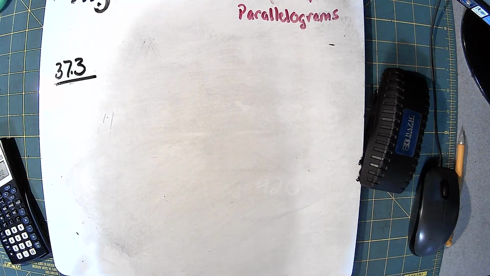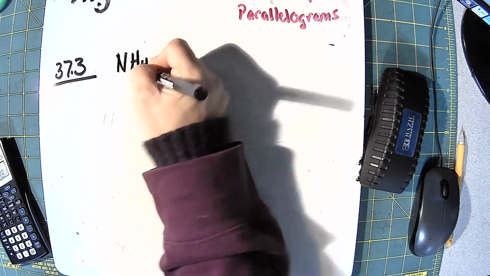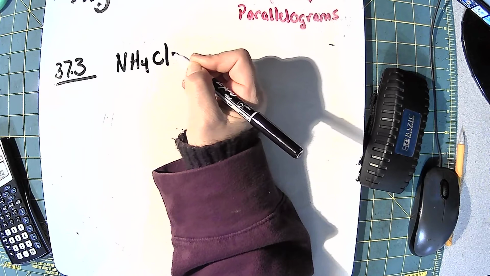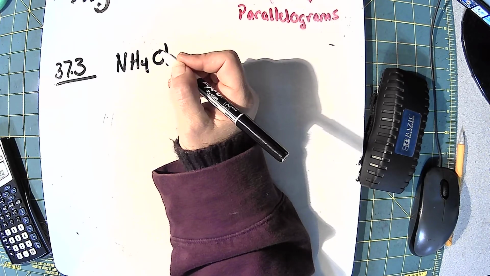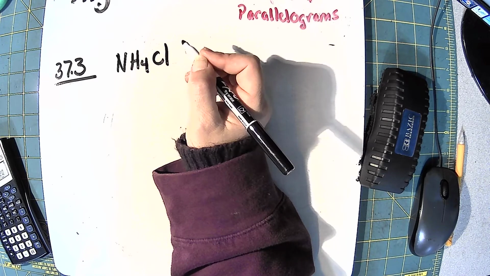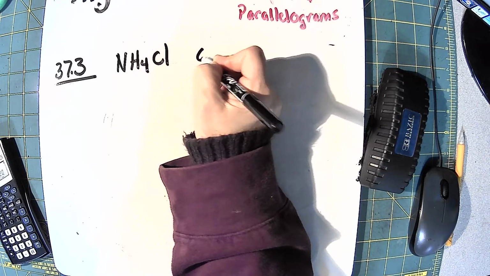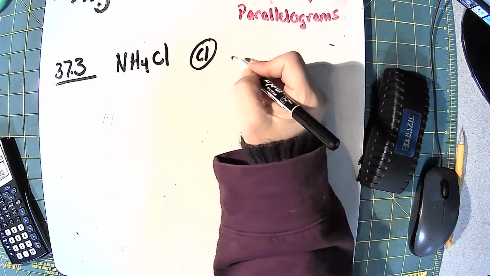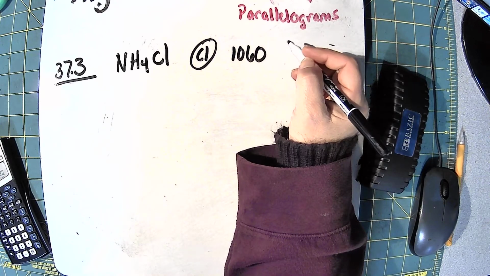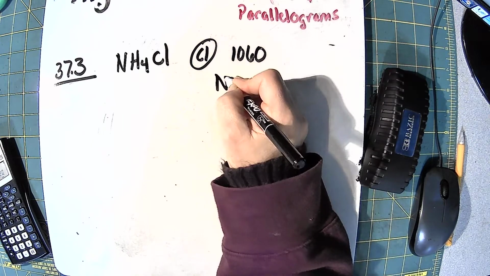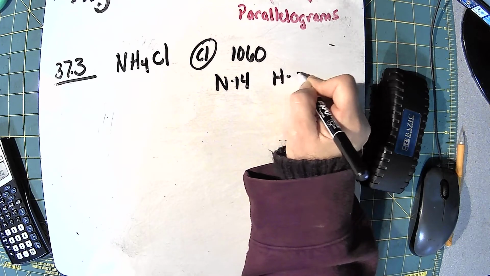Okay, this one says the formula for ammonium chloride is NH4Cl. This means that we have one molecule of ammonium chloride. There is one atom of nitrogen, four atoms of hydrogen, and one atom of chlorine. How many grams of chlorine are there in, so we're trying to find the Cl, and then we have 1,060 grams of ammonium chloride. And this tells us N is 14, H is 1, and chlorine is 35.